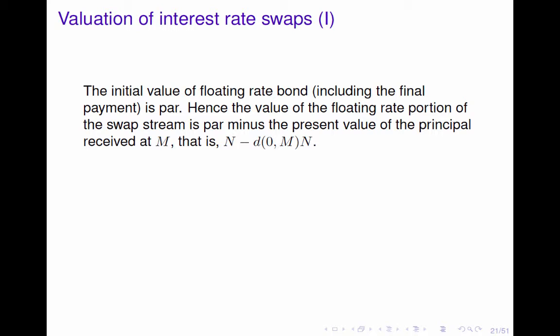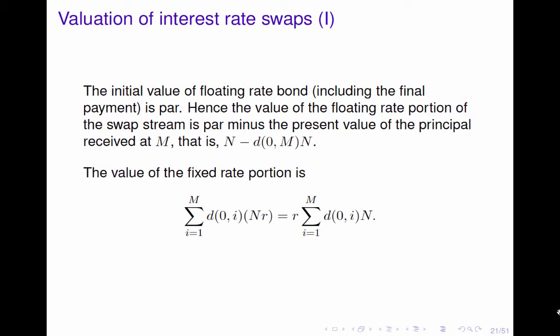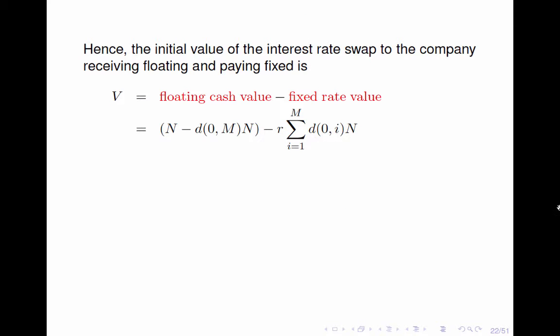Since the initial value of the floating rate bond is par, the value of the floating rate portion of the swap stream is par minus the present value of the principal received at maturity. The calculation of the value of the fixed rate portion is straightforward. Simply sum up the present value of all the fixed rate payments. Now that we have both the present values of the floating payments and the fixed payments, the initial value of the swap to the company receiving floating and paying fixed can be calculated as follows.